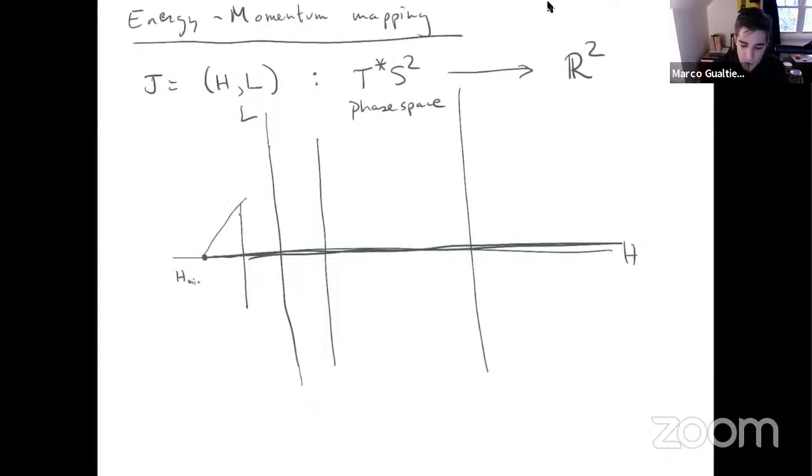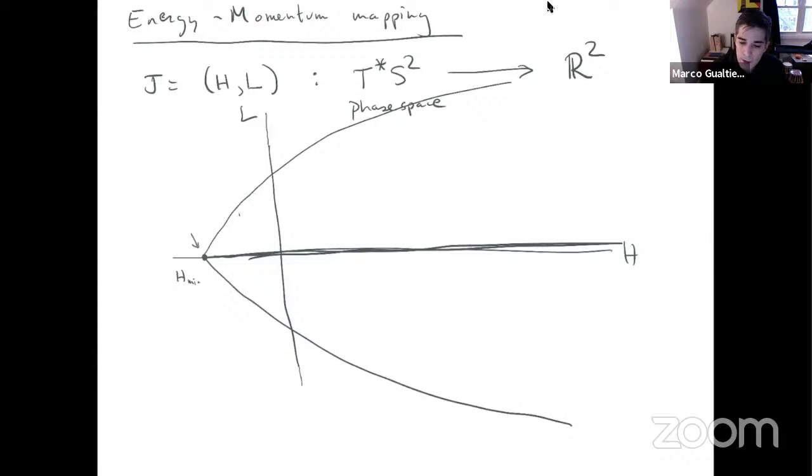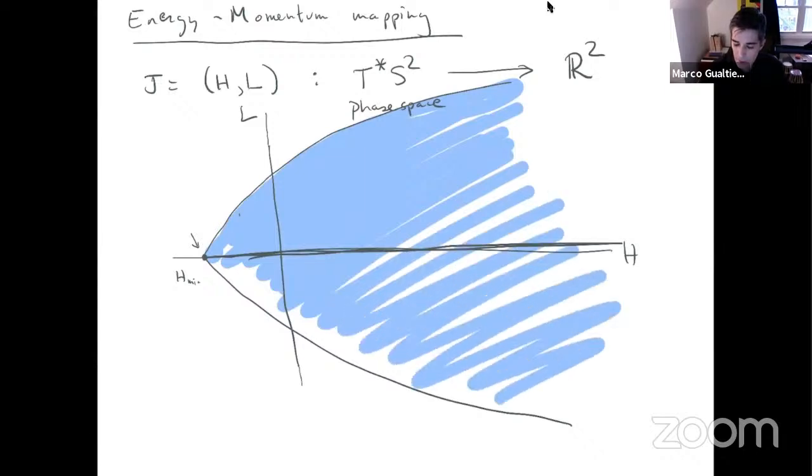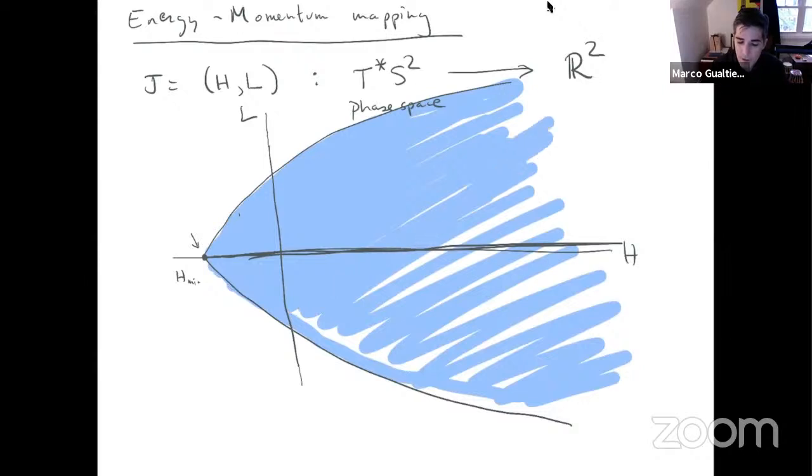And in fact, that's what this thing looks like. It's not smooth at this point, but it's smooth elsewhere. And basically, this is the energy momentum region. It's this region here. These are the allowed values of the conserved quantities.